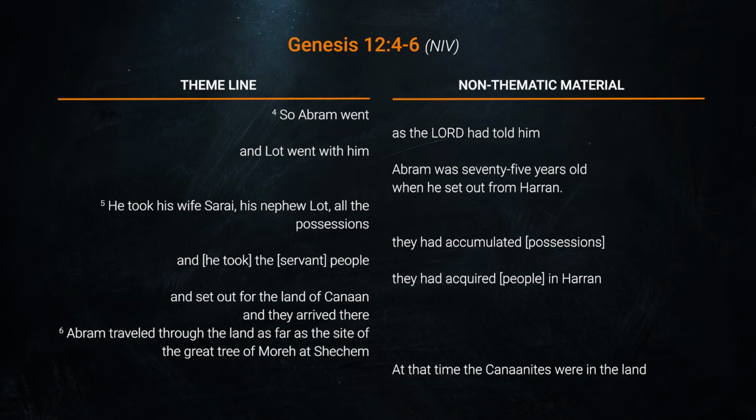Okay, so look at Genesis 12, verses 4 through 6 again. And this time I'm going to just read the theme line side. I'm going to just read the thematic information. I'm going to leave the non-thematic information out. Again, I'm not suggesting that you leave out any information when you translate, but I want you to see that semantically it will not sound incomplete, and grammatically it will not sound incorrect. So this is the theme line of these few verses.